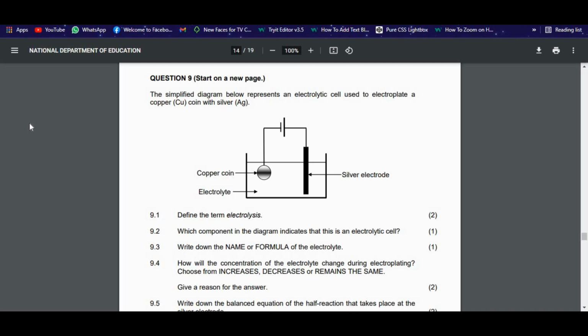Question 9, carrying on with the electrochemistry. A simplified diagram below represents an electrolytic cell used to electroplate a copper coin with silver. Okay, so there we go. We've got the copper coin, electrolyte, silver electrode, and of course the power source, which looks like it's a battery of some sort. Okay, let's see. Define the term electrolysis.